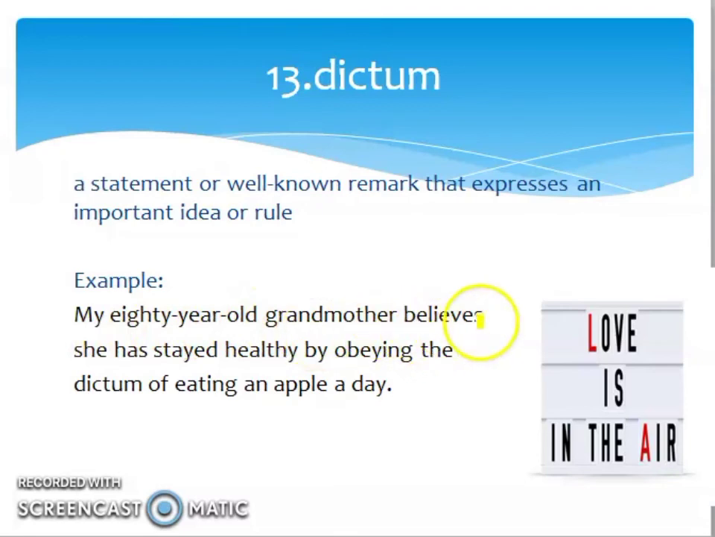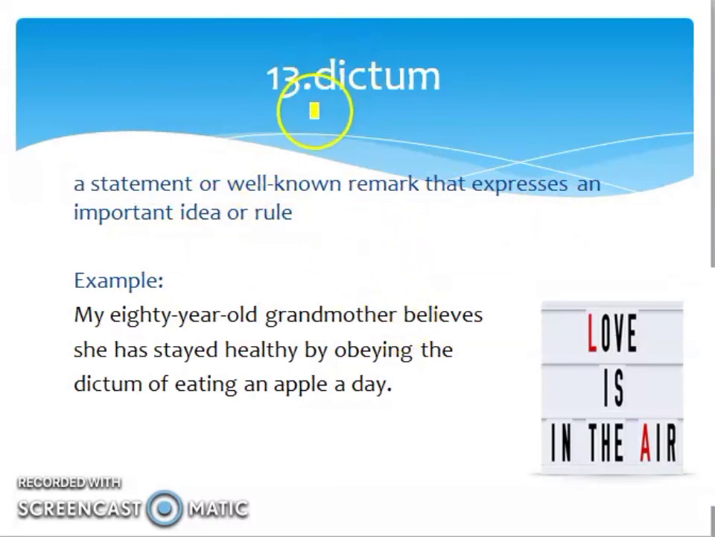Example: my 80-year-old grandmother believes she has stayed healthy by obeying the dictum of eating an apple a day. So what is the saying here, the proverb here? An apple a day keeps the doctor away. That's a well-known statement, all right? So a dictum is a statement or a well-known remark that expresses an important idea or rule.